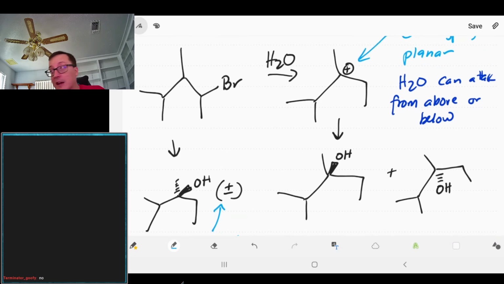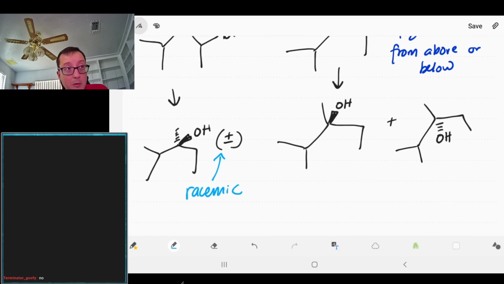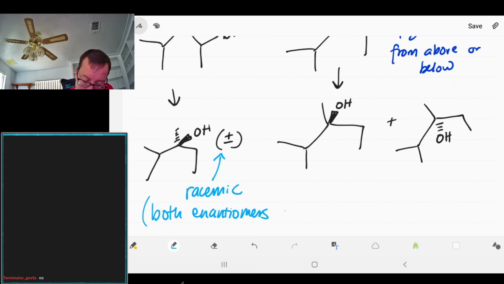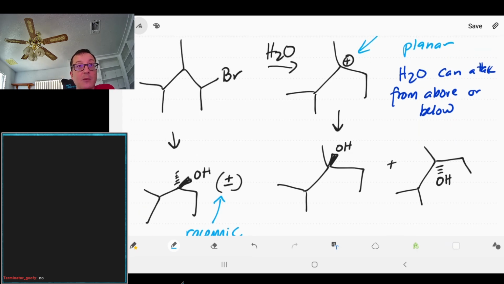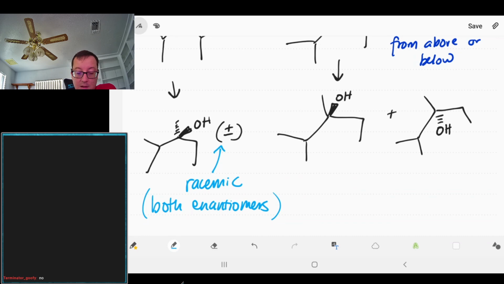E2 or SN2 reactions always give us inverted stereochemistry. If you started with R, we'll probably get S, depending on our nucleophile. So we get the inversion of stereochemistry, and only one enantiomer. With SN1 reactions, we end up with both enantiomers, because of this planar carbocation. We can have it attack from above or from below. Does not matter. 50-50 chance for either one, and so we get 50-50 products.